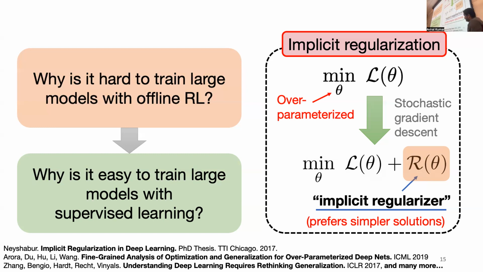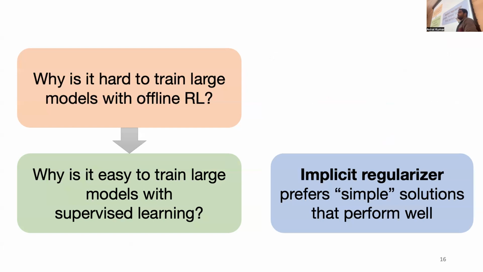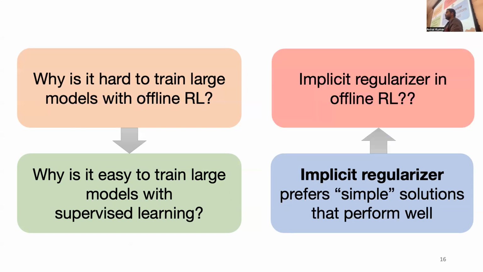Okay, great. So there's one answer for why supervised learning methods can work pretty well with large models, which is that this implicit regularization phenomenon ends up preferring solutions that perform well. So what we tried to do in this line of work was to go back now and see what this theory says for the case of offline reinforcement learning. My hope, as I said earlier, was that if we can figure out the delta between offline RL and supervised learning, we can address this problem with offline RL and scaling by taking insights from what has made supervised learning work pretty well with large models.